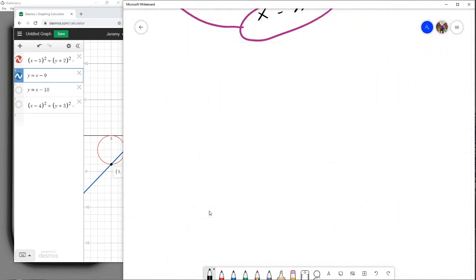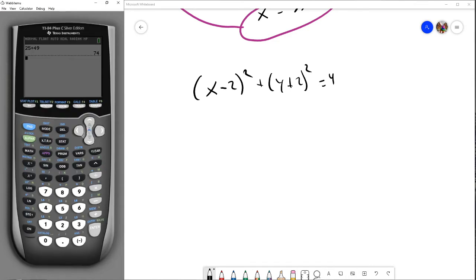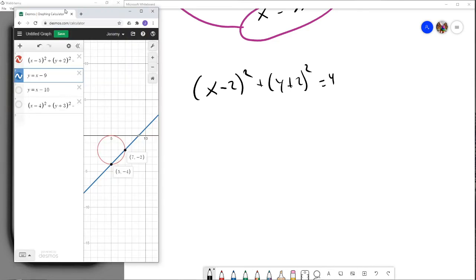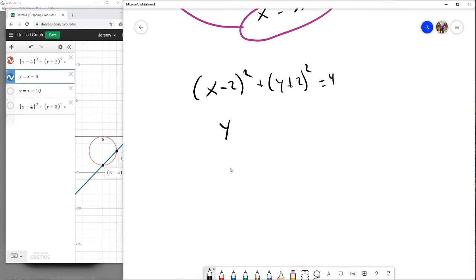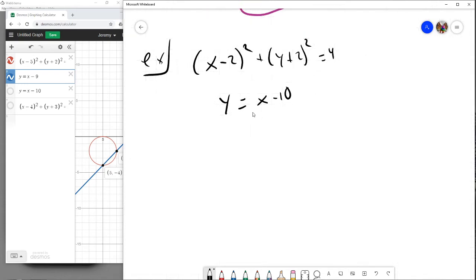So if we have x minus 2 squared plus y plus 2 squared is equal to 4. For our next example, let's bring that back up. Or, yeah, we'll just leave it there. So we have y is equal to x minus 10. Alright, so in this case, again, I have the y already isolated.